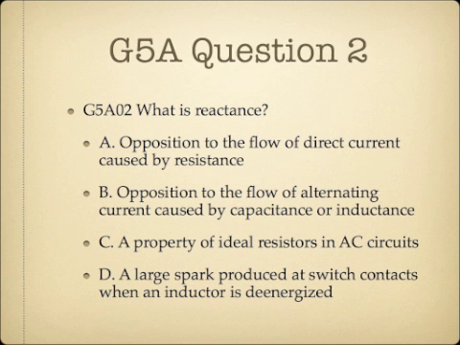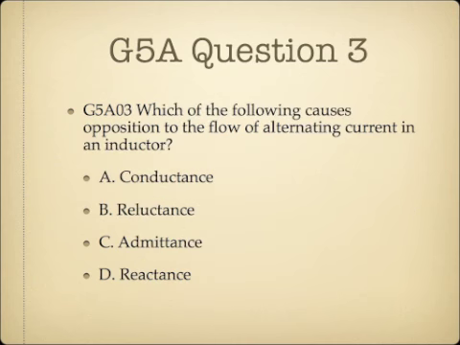Question 2. What is reactance? A. Opposition to the flow of direct current caused by resistance. B. Opposition to the flow of alternating current caused by capacitance or inductance. C. A property of ideal resistors in AC circuits. Or D. A large spark produced at switch contacts when an inductor is de-energized.